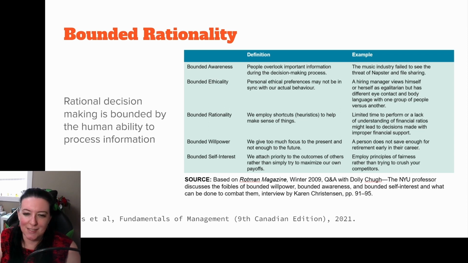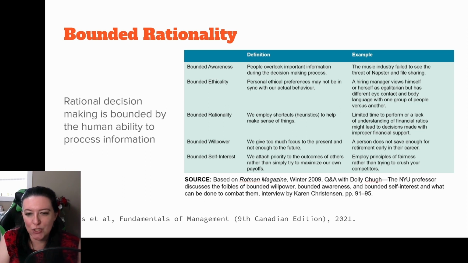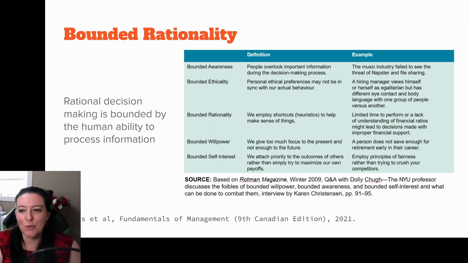We look for shortcuts, right? We don't want to take the time and effort that might be required to collect all the information. And so we might just make a decision based on the information that we have readily available. We are bounded by our self-interest, right? If we don't gain from it, are you really going to spend the time and effort to do it if it's not going to have a payoff, a reward? And we're bounded by our willpower. So we give a preference to the present and not enough to the future. When you think about decision making, humans tend to have very short-term priorities. They don't tend to consider the long-term implications of decisions.